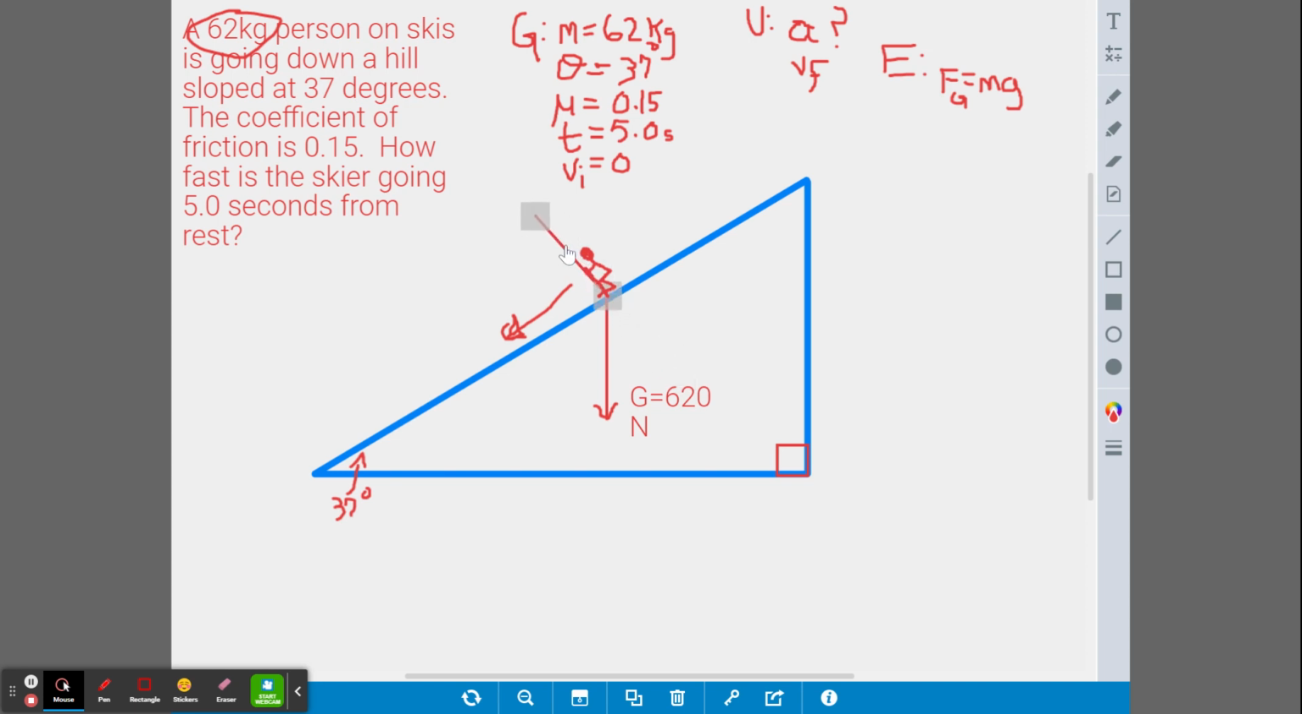And to make things easier with slope problems, one method that people always do is they tilt the inclined plane so that this part is 180 degrees, or it's flat. Before we do that, I just want to make sure we identify all our other forces. We've also got friction going this way, the opposite direction of the skier, and it's parallel with the slope of the hill.